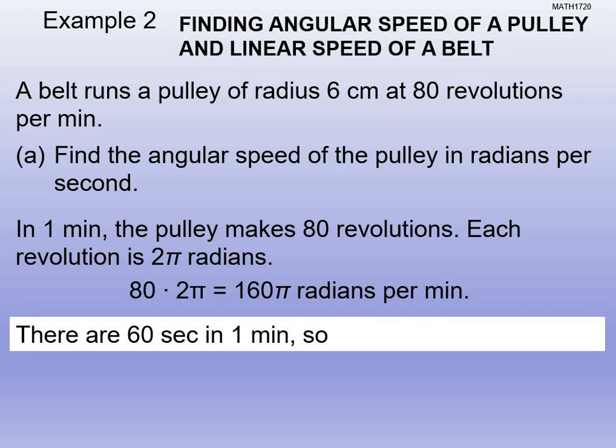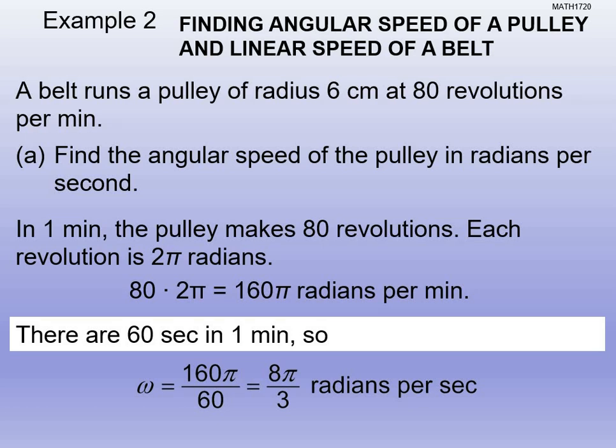And we know there's 60 seconds in a minute. So omega is going to be 160 pi divided by 60, or 8 pi over 3 radians per second. Because the question asked us for per second, so we had to divide by that time. So we have 160 pi, that's our RPMs, that's our theta as it goes around.